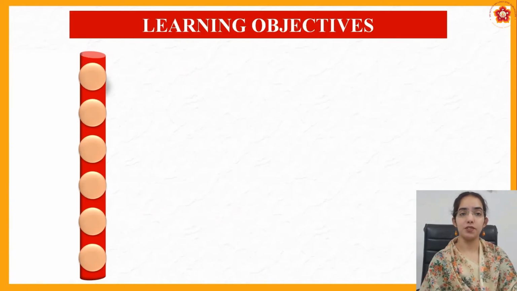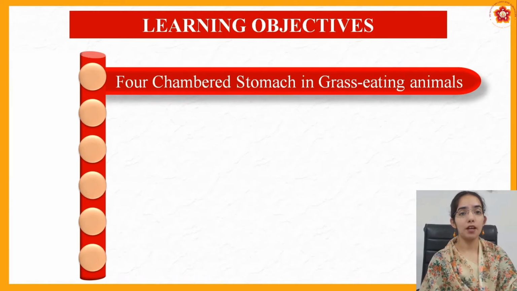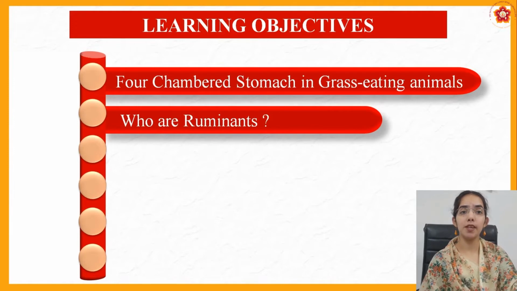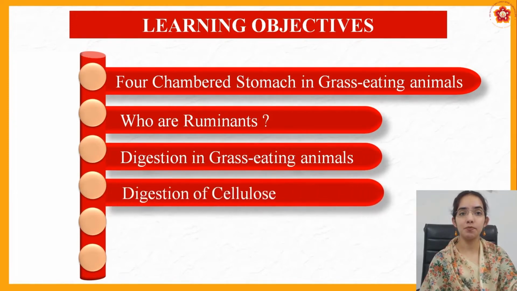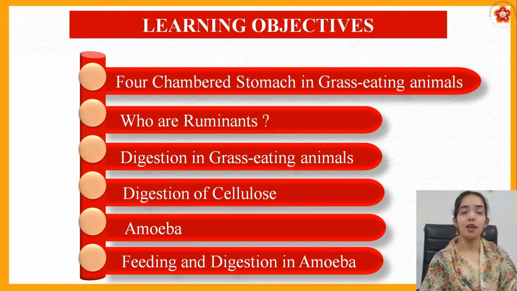Learning objectives. 4-chambered stomach in grass-eating animals. Who are ruminants? Digestion in grass-eating animals. Digestion of cellulose. Amoeba. Feeding and digestion in amoeba.